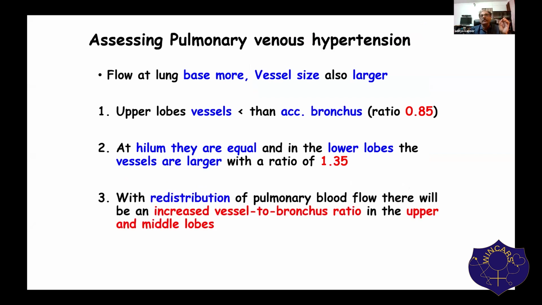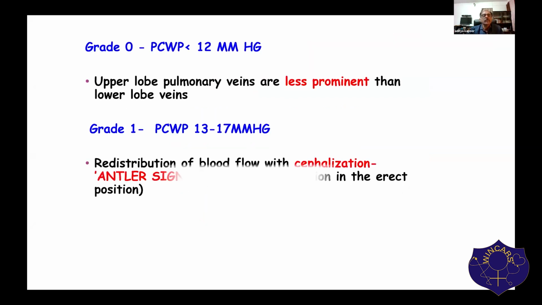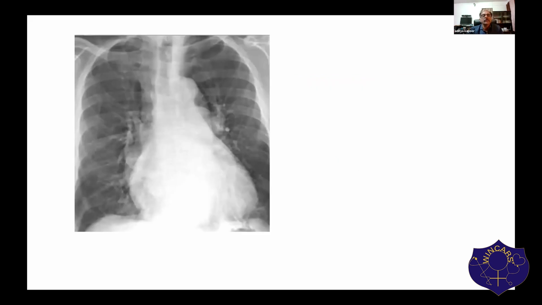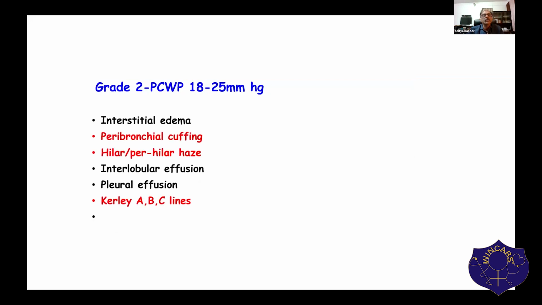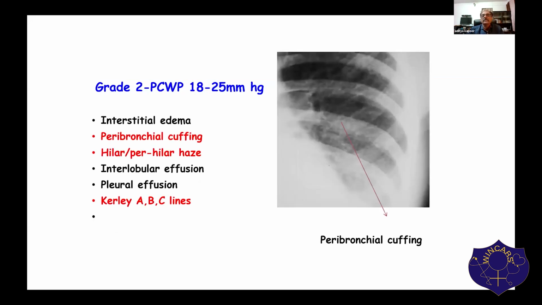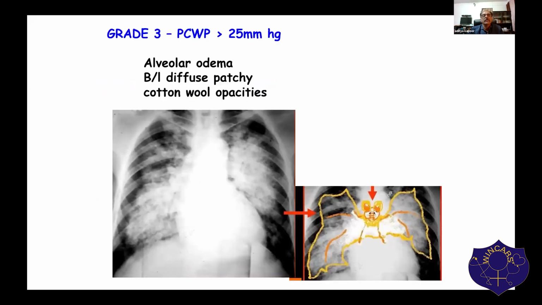With redistribution, the antler sign, we say increased vessel to bronchus ratio in the upper and middle lobe. Madam pointed that out on the X-ray. So grade 0 we know, grade 1 is the antler sign. I'll just show you in the X-ray. So clearly the antler sign here, and I magnified this. Increased vessel to bronchus ratio in the middle lobes. So this is a very, very important sign. And grade 2, I think Amit also answered, peribronchial cuffing. So clearly see the peribronchial cuffing here. And grade 3 is the alveolar edema or pulmonary edema.